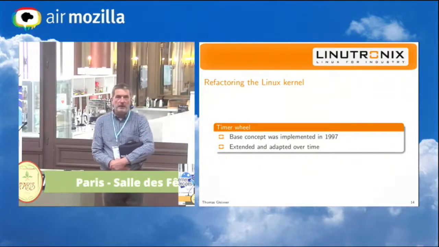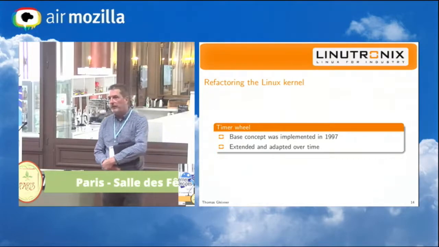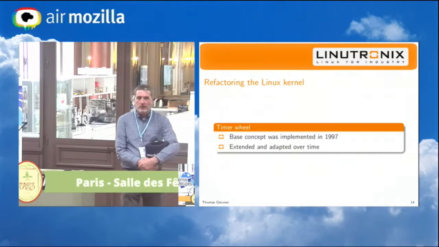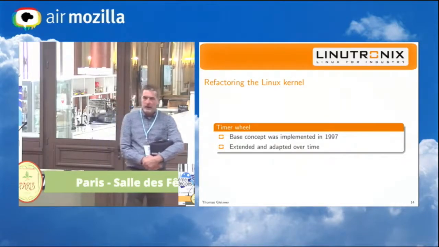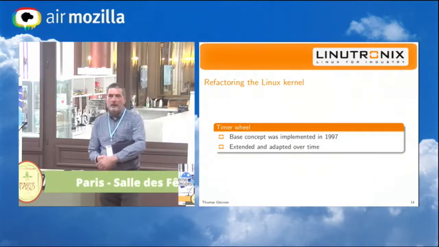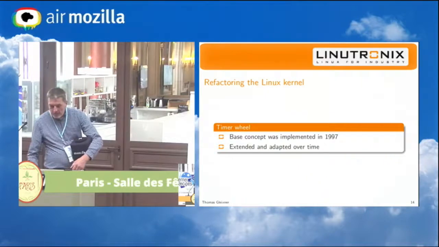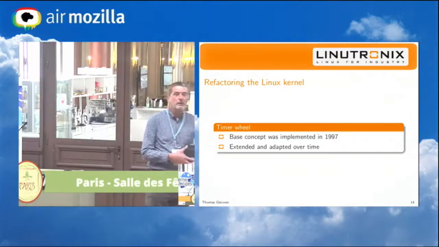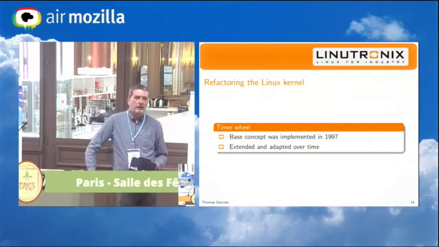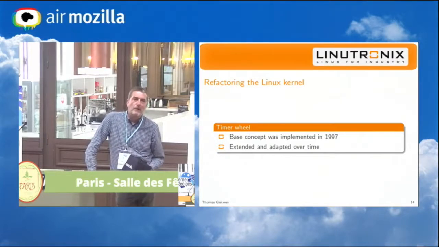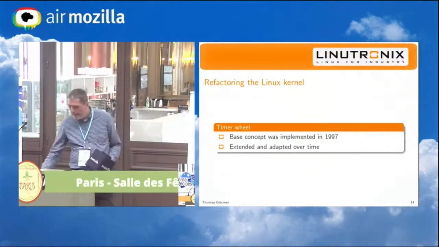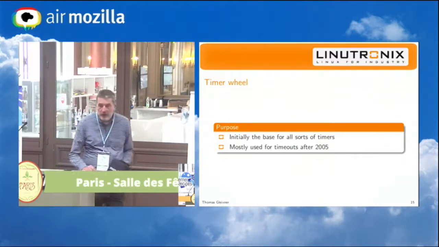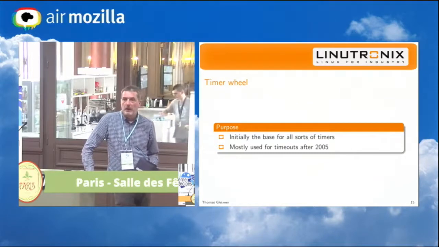It was extended and adapted over time for various extras, per CPU NOHZ, power management awareness, and things like that. But the basic concept and the basic problems of the timer wheel were always the same. So it was interesting to go back in time until 1997, read the paper which was the base for the implementation, actually look at why it was implemented exactly that way, and then figure out what could be changed, what could be done better. And the problem there is if you go back in time over 20 years, you won't find anyone who remembers anything.